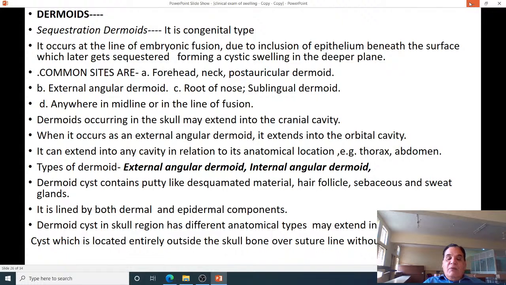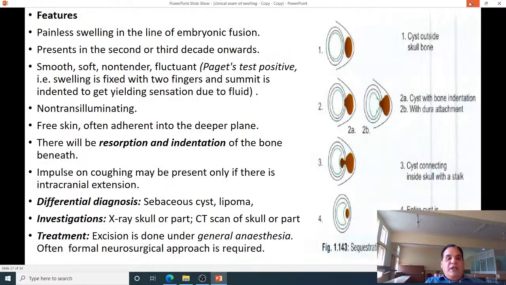What do they contain? Cheesy desquamated material, hair follicles, sebaceous and sweat glands. This is the content of a dermoid. Sometimes in rare cases there can even be teeth and jaws. It is lined by dermal and epithelial elements. It gives rise to bone indentation, which is very common, but sometimes it may not be there.